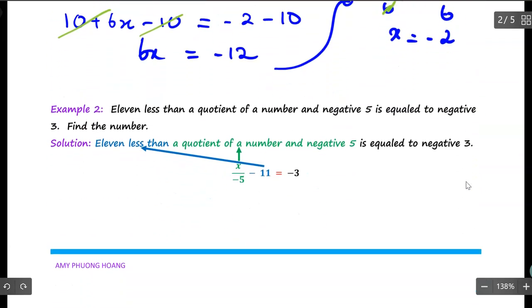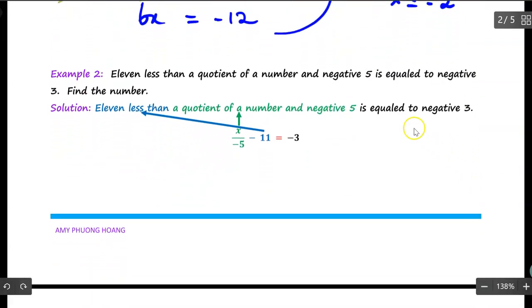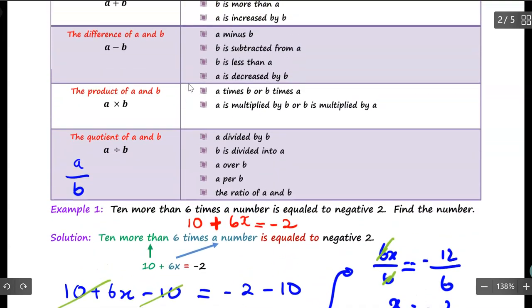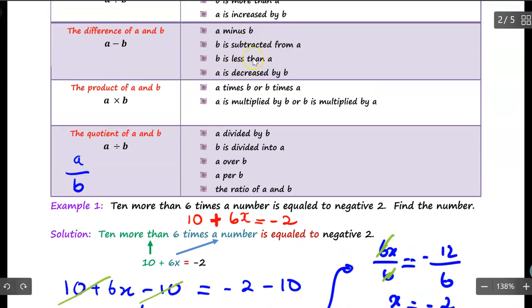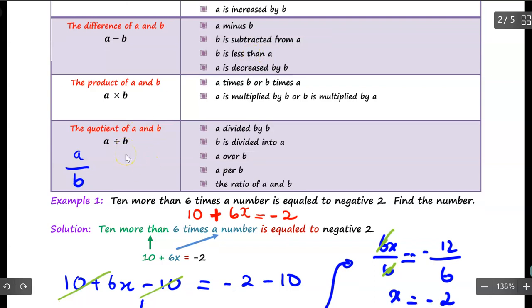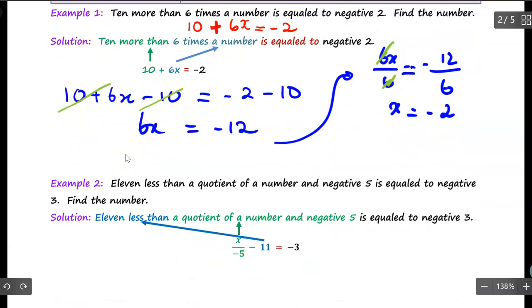Alright, for the next example, we have 11 less than a quotient of a number and negative 5 is equal to negative 3. 11 less than, so the word less than represents the subtraction. Okay, so right here we can say less than is the subtraction and the quotient is the division. But we have to be careful about the order of the operation that we have right here. Okay, 11 less than a quotient, less than here, that means it will come after this statement, a quotient of a number. So that number is x, right? So that number is x.